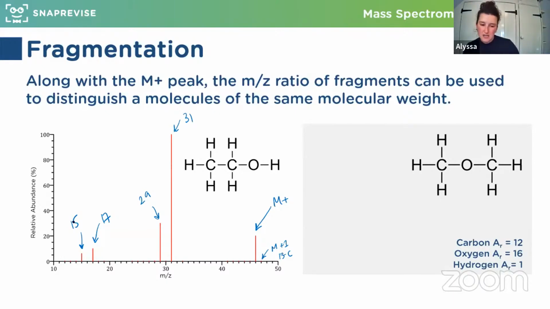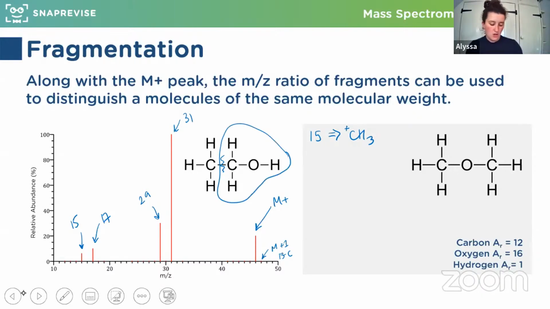So a peak at 15 is going to be CH3, because one carbon has a mass of 12 and 3 hydrogens have a mass of 3. So 15 is because of our CH3 fragment. That could be when our structure has broken at that bond. If it has broken at that bond, we've got our CH3 bit, but we should also be able to find peaks that represent the rest of the molecule.